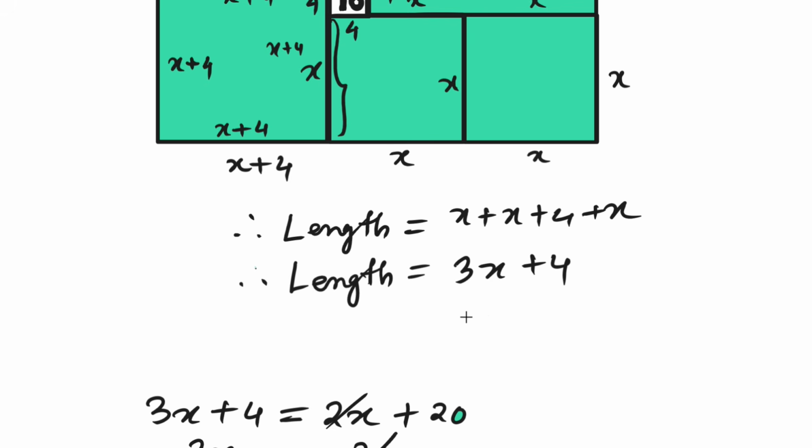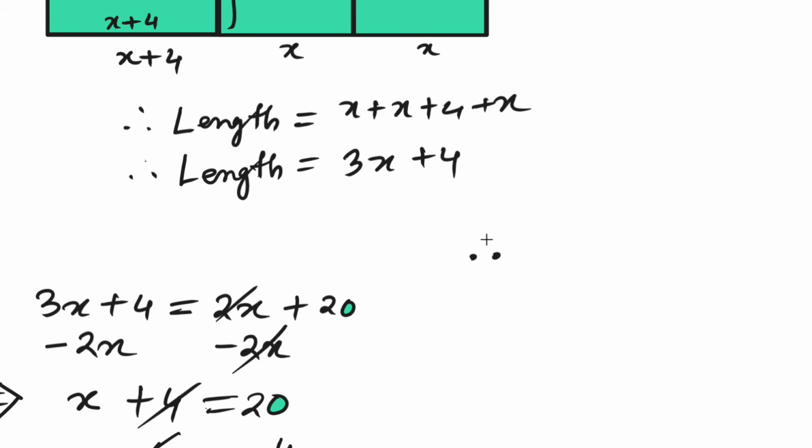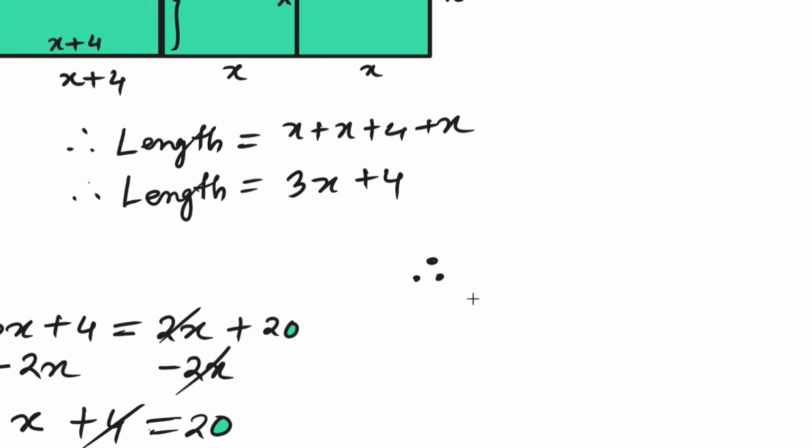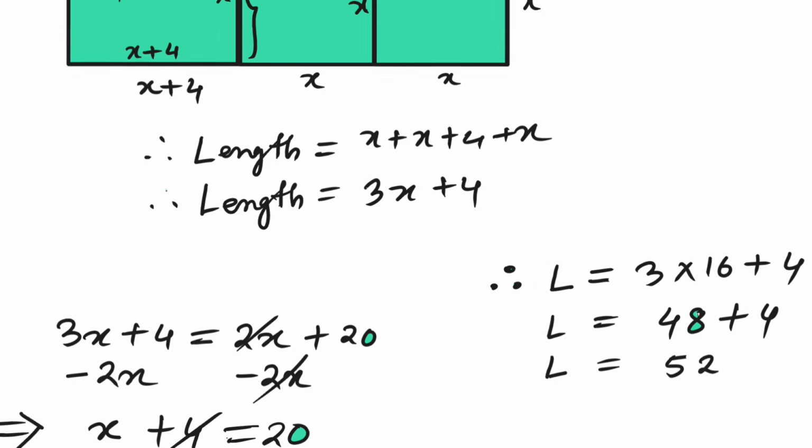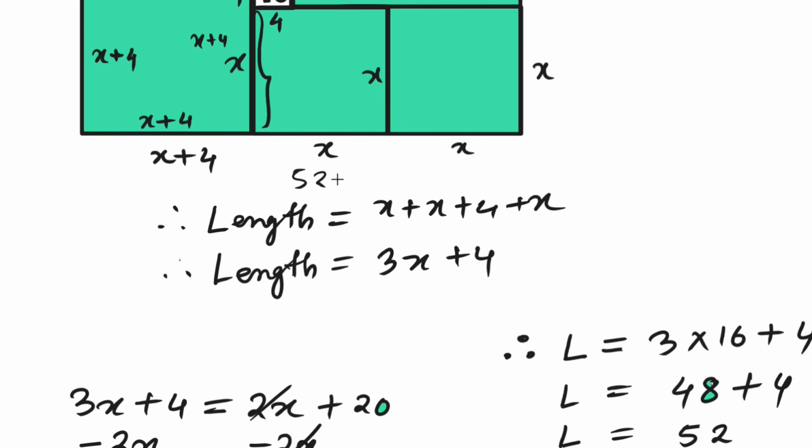We already established that this length is 3x plus 4. Now substitute 16 for x. That gives 3 multiplied by 16 plus 4. 3 multiplied by 16 is 48, and 48 plus 4 equals 52. So the horizontal side of the large rectangle is 52 units.